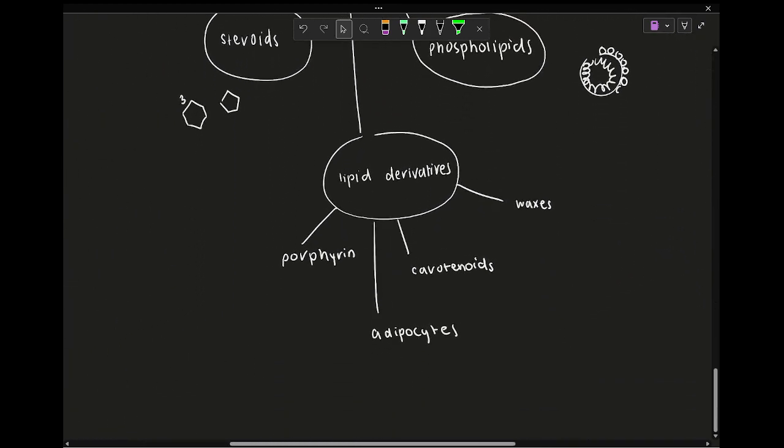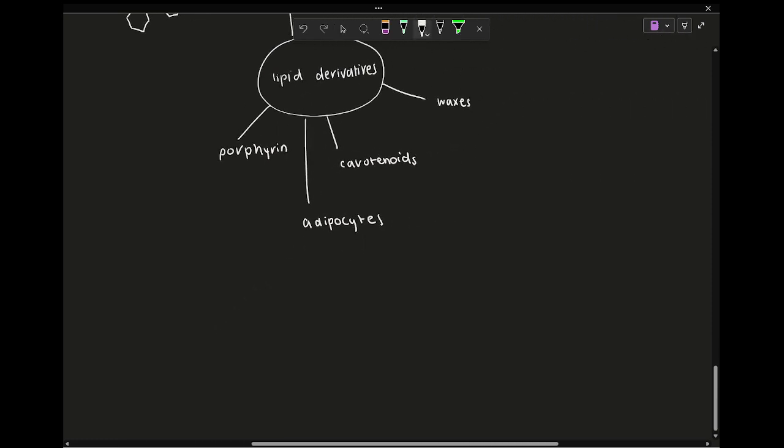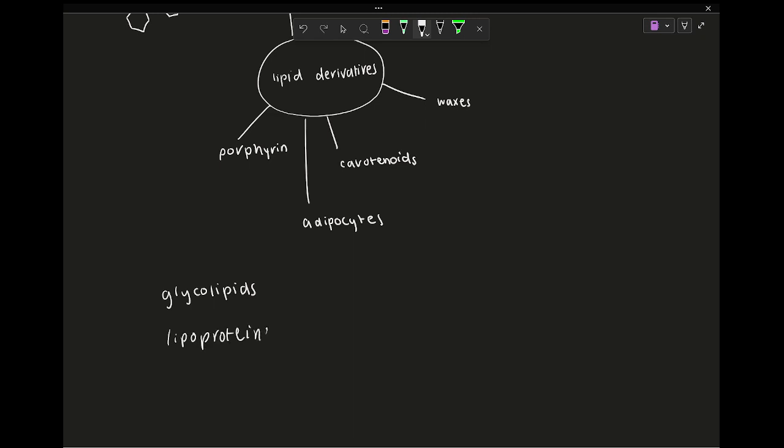We also have glycolipids and lipoproteins, which are less common, but also very necessary to know. Glycolipids are phospholipids, except there's a carbohydrate group instead of the phosphate group. And then lipoproteins, which are lipid cores surrounded by phospholipids and apolipoproteins. And they're insoluble lipids.